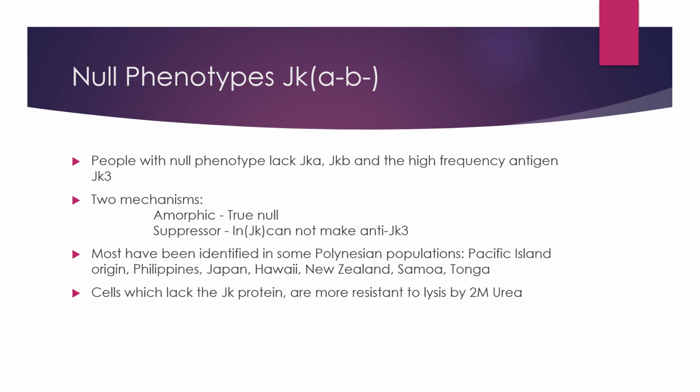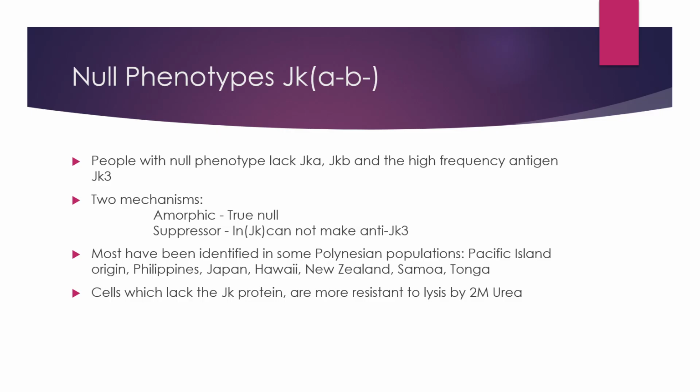The second mechanism is the dominant suppressor. This is the In(Jk). These individuals still have residual amounts of JK antigens on their red blood cells and cannot make anti-JK3. Most individuals with this phenotype have been found in Polynesian populations, such as those of Pacific Island origin, the Philippines, Japan, Hawaii, New Zealand, Samoa, and Tonga.